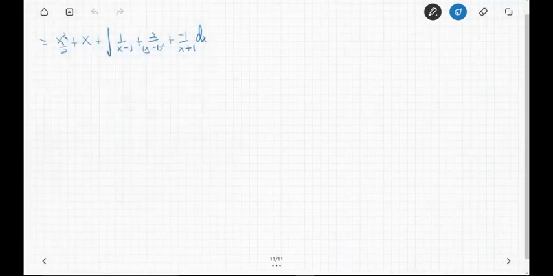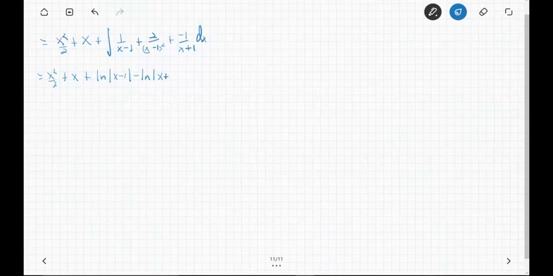Now, let's take this integral and then we'll be done with it. So I end up with x squared over 2 plus x plus, and then this is easy. This is just the natural log, the absolute value of x minus 1. This one's going to be easy too, right? I can go minus the natural log of the absolute value of x plus 1, and now I can deal with 2 times. Okay, what am I going to do here?